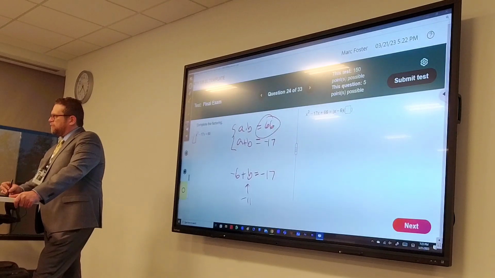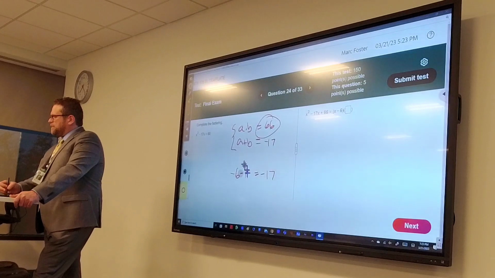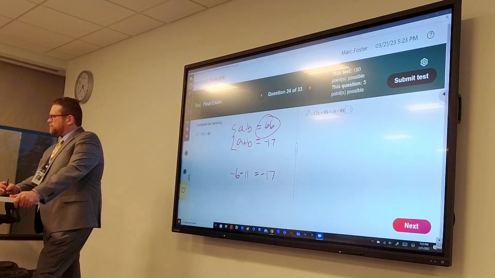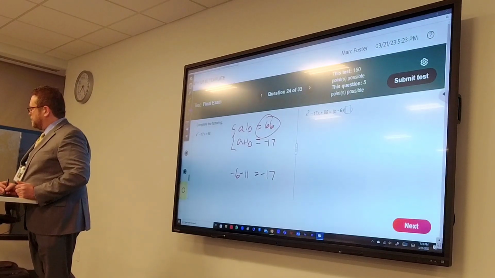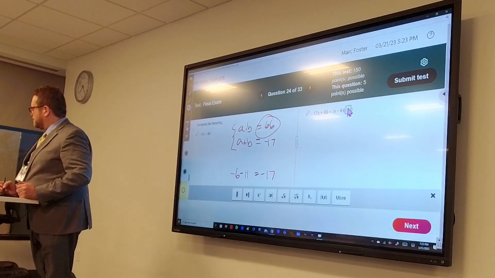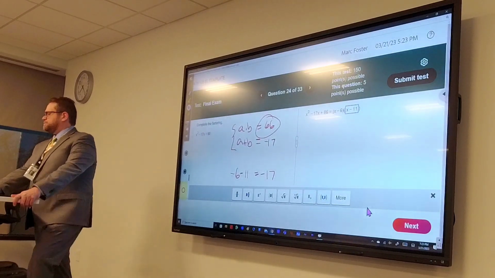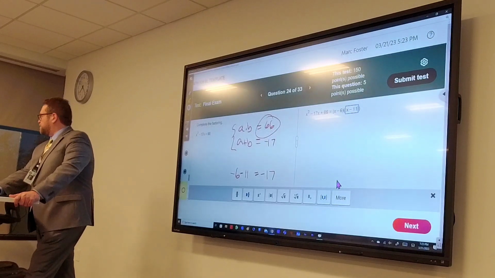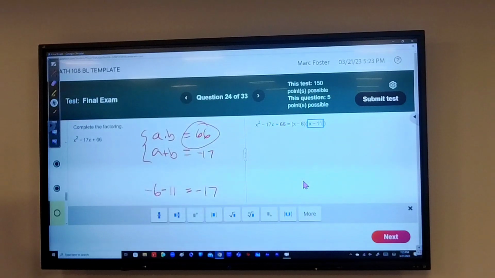Now the leading coefficient here is 1. So that means that once we find a and b, then it is exactly those numbers that go next to the x. That's why this one is x minus 6. The other one is x minus 11. And that is one of the things that makes the polynomial easy to factor when it has a leading coefficient of 1.